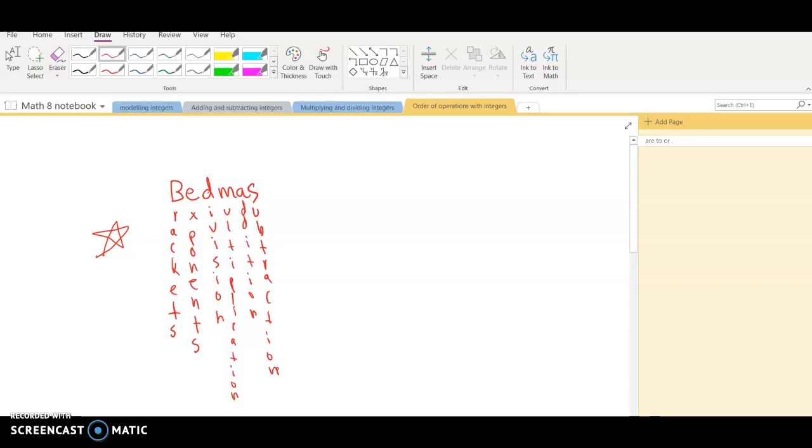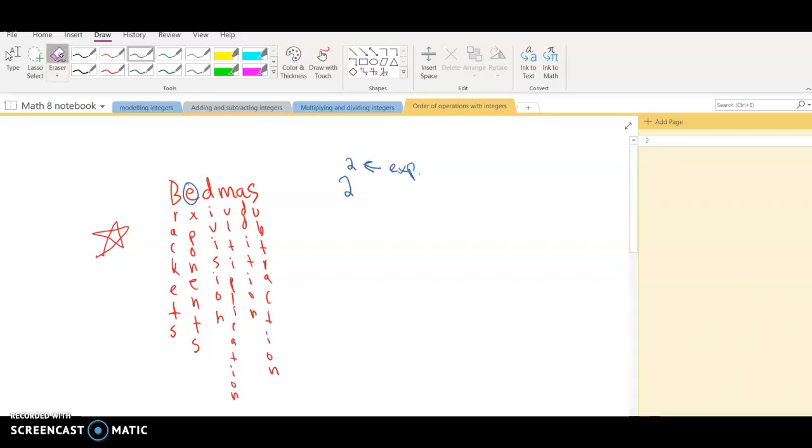So what that means is if we're solving a question, the first thing that we're going to do is look if it has any brackets. If it has brackets, then that's the first thing we're going to solve. Then we look if it has any exponents. A bracket is like if you have (1 + 1). This is your bracket, the thing that's going around the 1 plus 1.